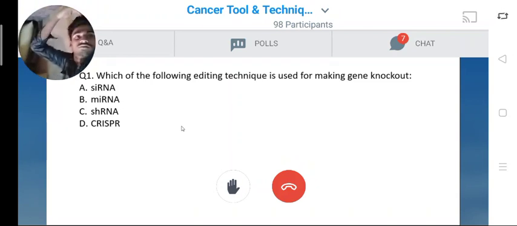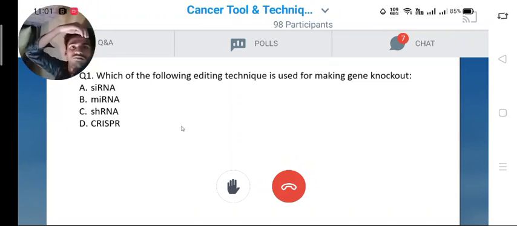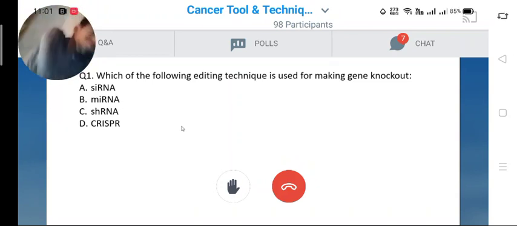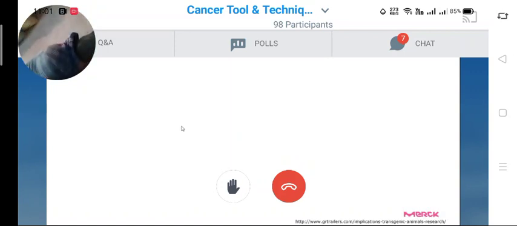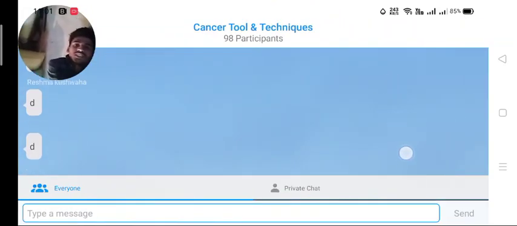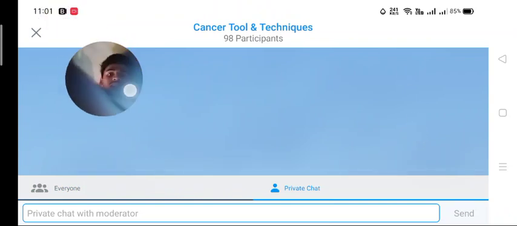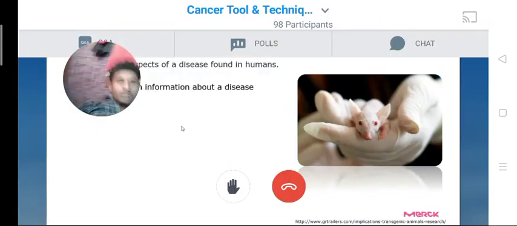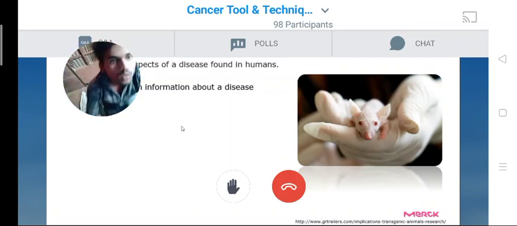Right? So let's come to the animal model. How can we use animal models in research? Why is there a need for animal models? Animal models are used in research because they can mimic aspects of a disease found in humans, and they are used to obtain information about a disease.